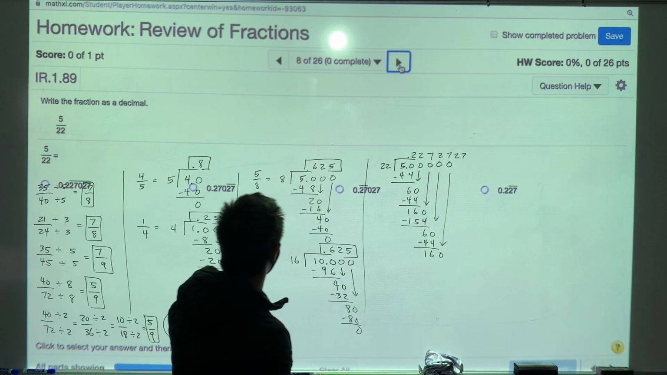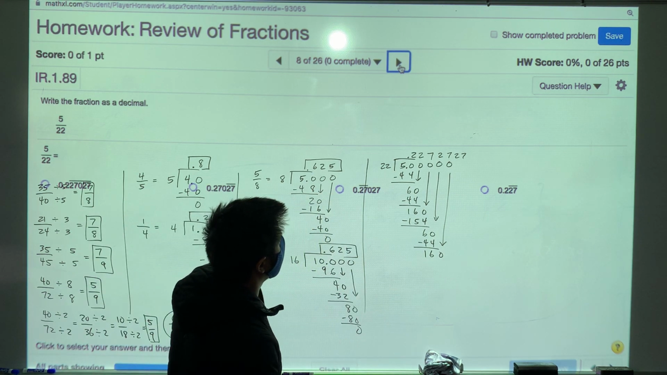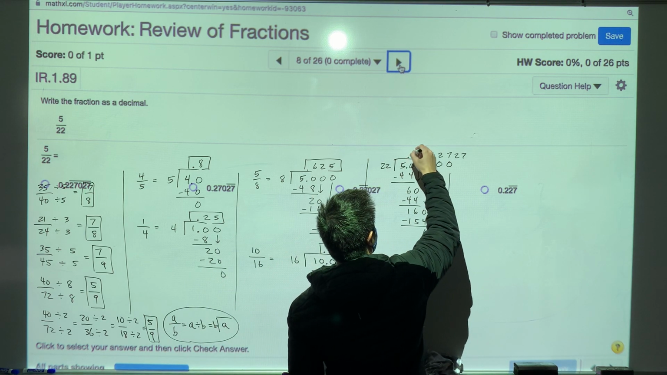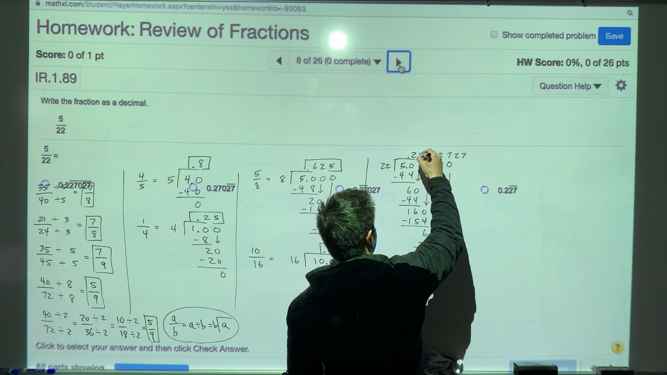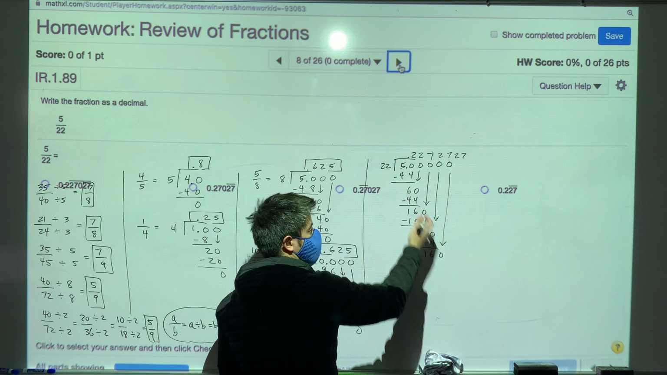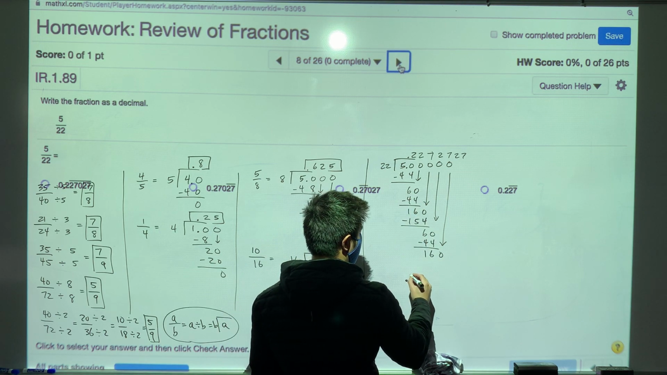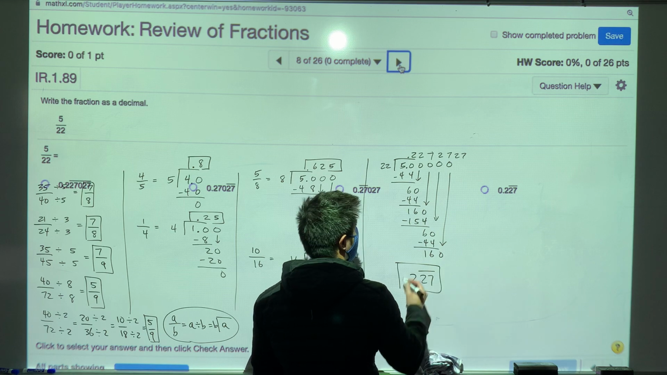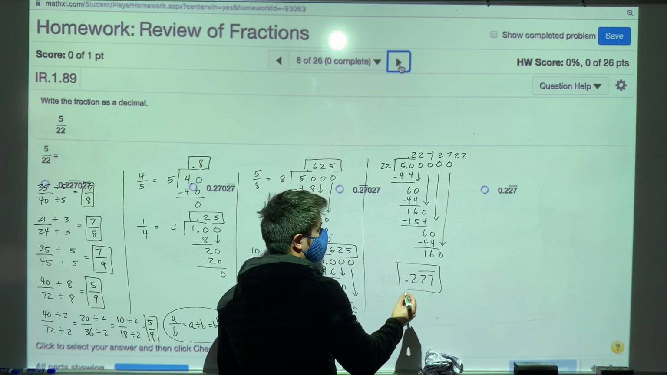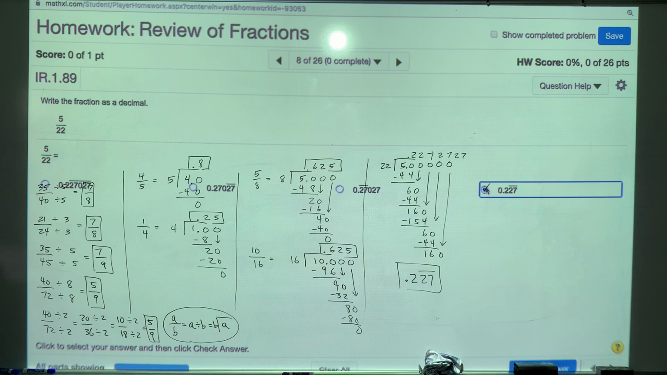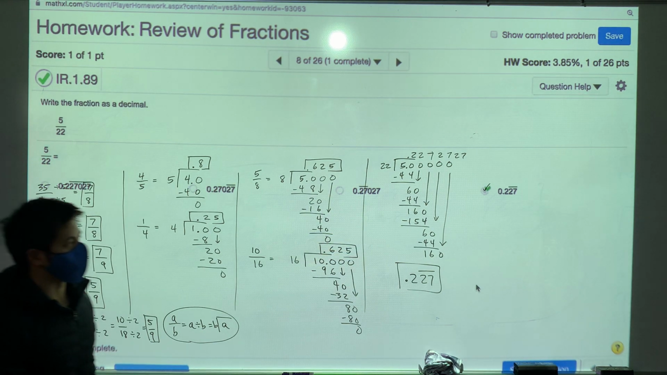So the way that we would interpret this is it looks like we're going to have 0.2272727. This 2 is not in the repetition, but from here on, 27, 27, 27, that keeps going. So my answer would be 0.227 with a bar over only the part that repeats itself: the 27, the 27, the 27. So that is why this would be the correct answer. Let's just check it to make sure. And it is.